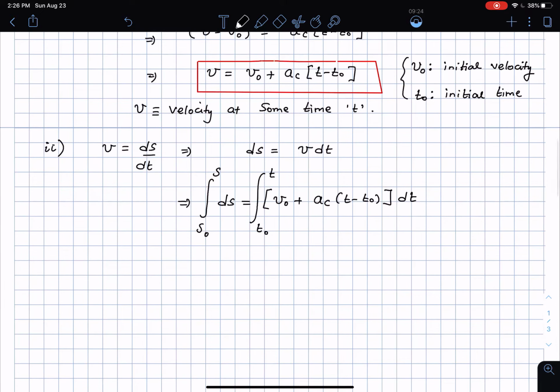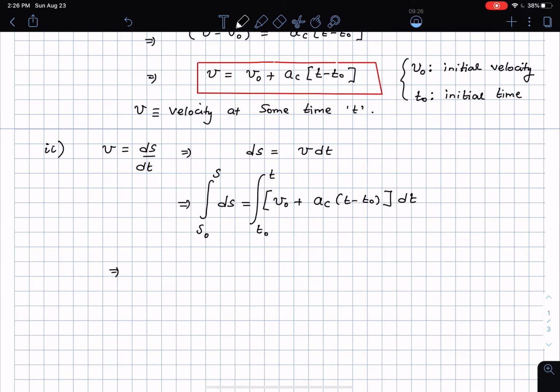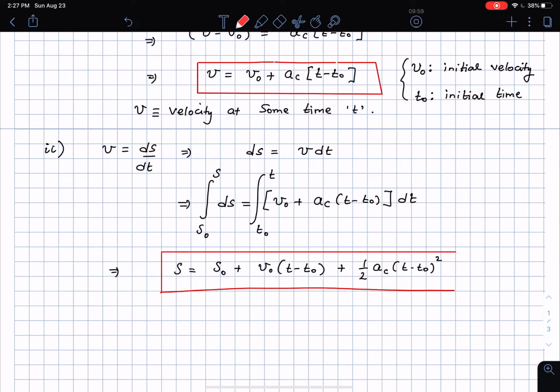If I skip the math, because I know that these are fairly straightforward integrals and something that you need to get used to and know, I will obtain s = s0 + v0(t - t0) + (1/2) ac (t - t0)^2. I'm going to put a box on this as well. This is another equation that I have obtained for the constant acceleration situation.